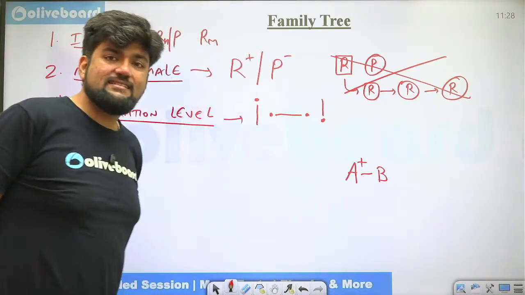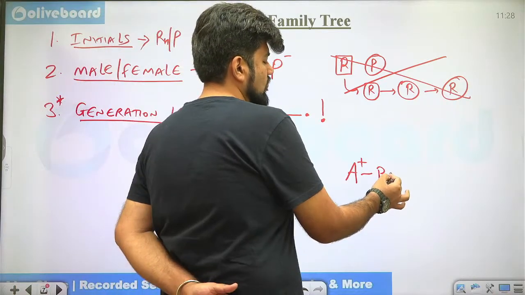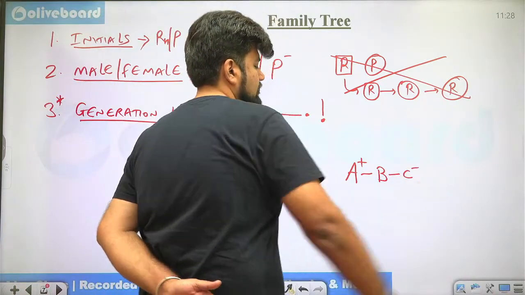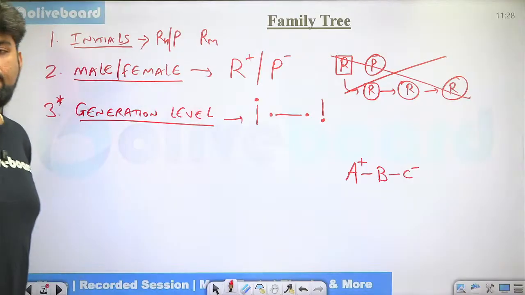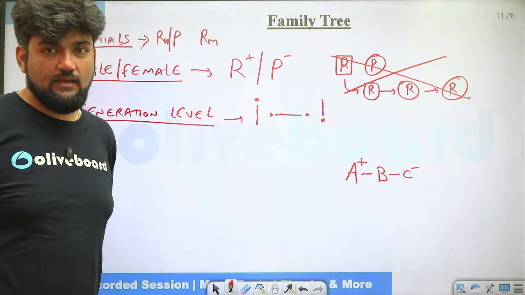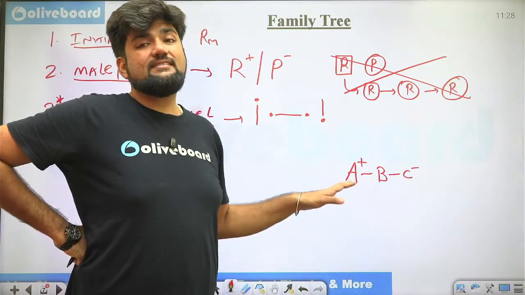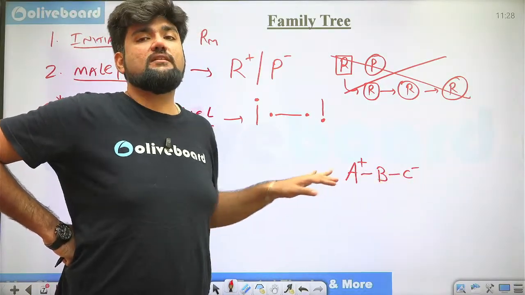Now I am saying C is the sister of B. So this is how I will show it. C is a female and sister of B, connected to B on the same level. Remember, if they are connected, they are brothers and sisters. That means they share the same parents. They are real brothers and sisters.